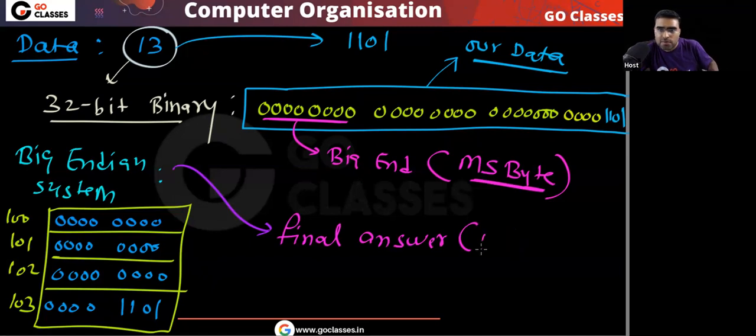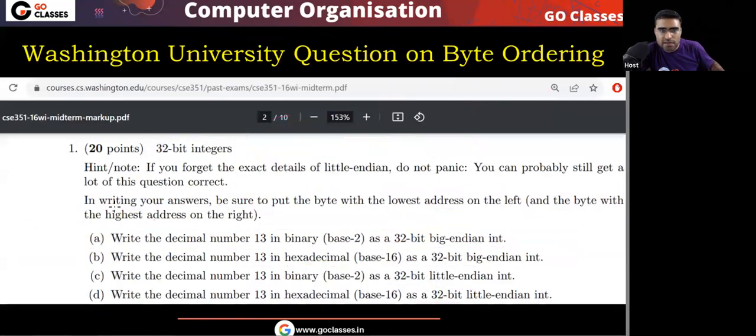Tell me what your answer will be. If your main memory looks like this, then what will you do? Your final answer you need to put in this order. Okay. Yes or no? First you need to put the byte at the lowest address. The question is already saying that when you are writing your answer, put the byte with the lowest address on the left.